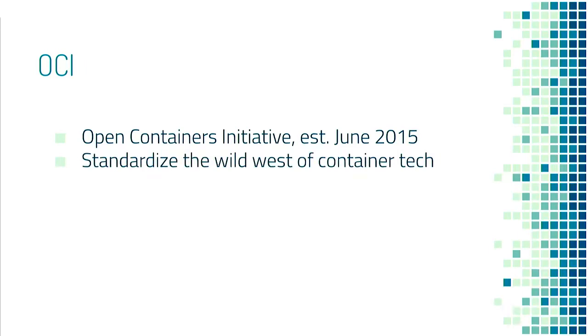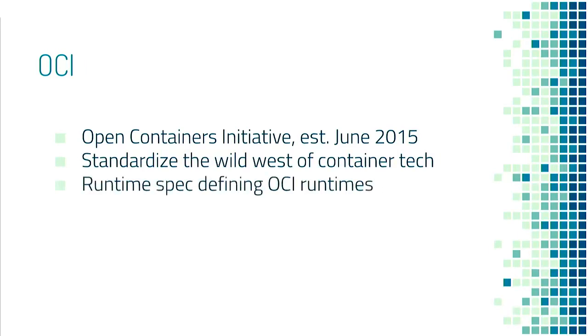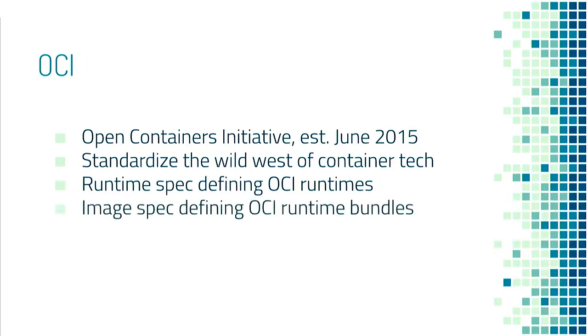So the OCI defined two specs. One is the runtime spec that defines the primitives that you can use to start, stop, pause, destroy containers. And the other is the image spec, which is defining how a container bundle should look like in terms of its binary form to be able to be processed by an OCI runtime.